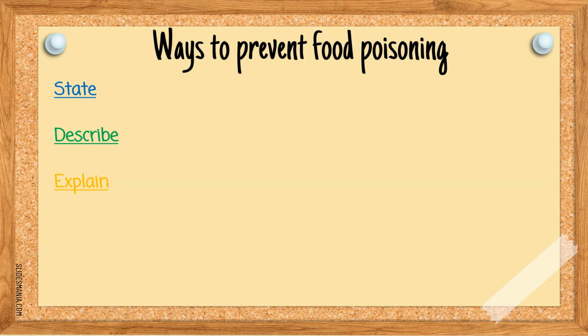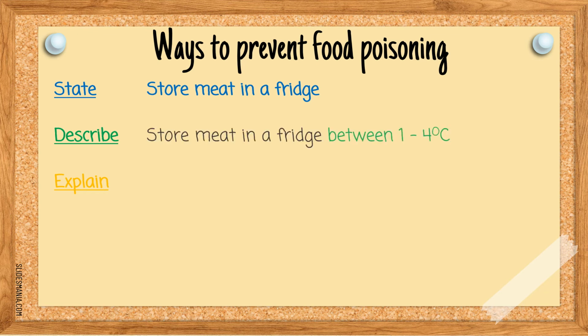Our next example is all about ways to prevent food poisoning. Remember, your simplest command word is state, and it only requires 1, 2, maybe even 3 words. So if you're asked to state ways to prevent food poisoning, we can say store meat in a fridge. However, if you're asked to describe ways to prevent food poisoning, that's the next level up, so we need to expand our answer in blue. So store meat in a fridge, and then shown in green, you've got your description between 1 to 4 degrees Celsius.